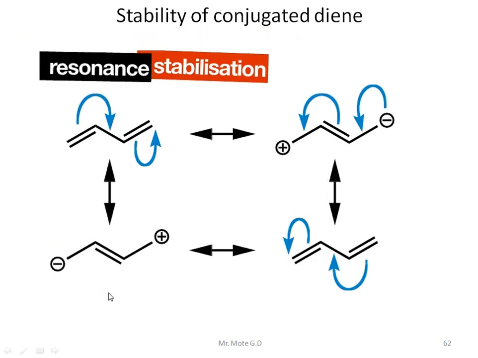Then resonance stabilization. So 1,3-butadiene undergoes resonance stabilization, meaning a positive charge at this and at this, it will produce. Then the same, this will undergo the vice versa reaction, meaning negative charge at this and positive charge at this, to produce resonance effect. With more resonance effect, the compound is more stable, hence 1,3-butadiene undergoes resonance structures, hence it is more stable.